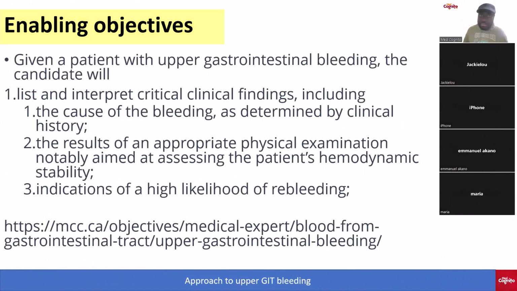The enabling objective. Given a patient with upper GI bleeding, the candidate will, number one, list and interpret critical clinical findings, including the cause of the bleeding as determined by the clinical history.